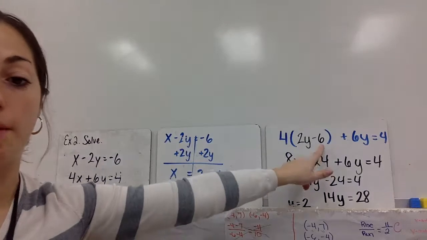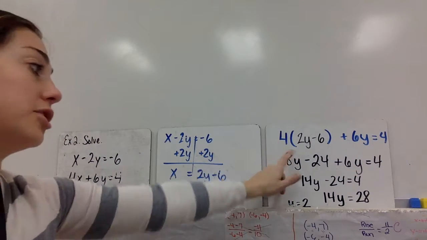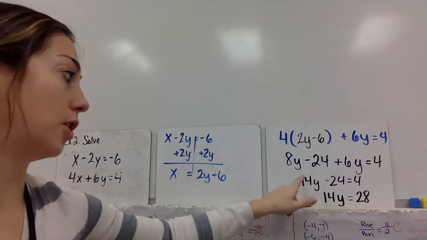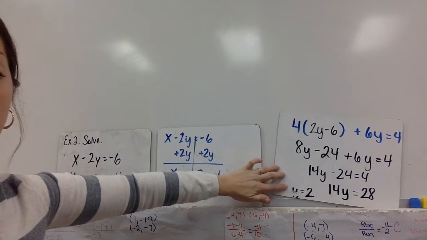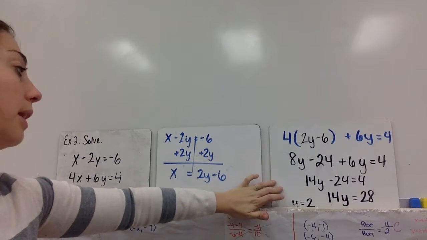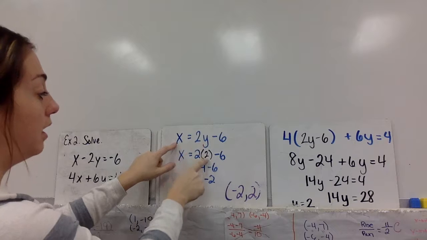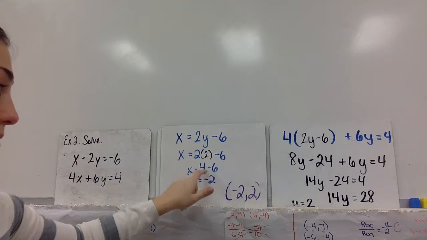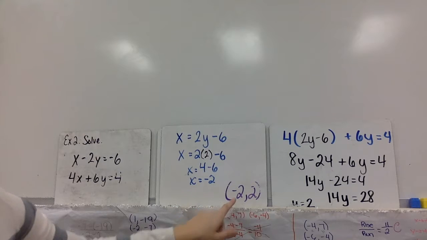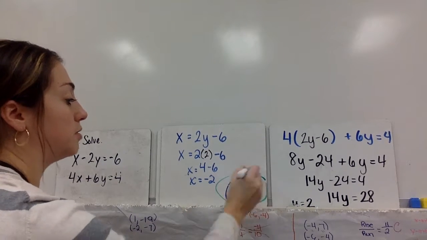So I have 4 times 2y minus 6 plus 6y equaling 4 that I got from my original. And then distribute and combine like terms, and you eventually should get y equaling 2. Lastly, plug in 2 for y and get your x value. And x, when we plugged it in, 2 times 2 is 4, 4 minus 6 is negative 2, making our ordered pair, our solution, (negative 2, 2), which you see right here.